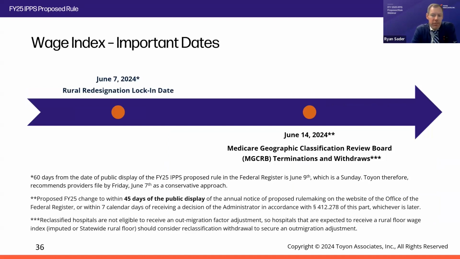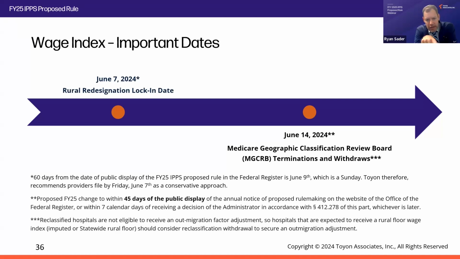June 14th, so probably the big date to highlight is June 14th, 2024. It's actually June 16th, but June 16th is a Sunday, so we're recommending the 14th. This is the MGCRB terminations and withdrawals, the cancellations that we kind of spoke of a little bit. So you have to get those in by the 14th if you're going to move from one CBSA to the next, and that speaks to like if you had a CBSA change or something where you're not in a reclass spot where you thought you should be.